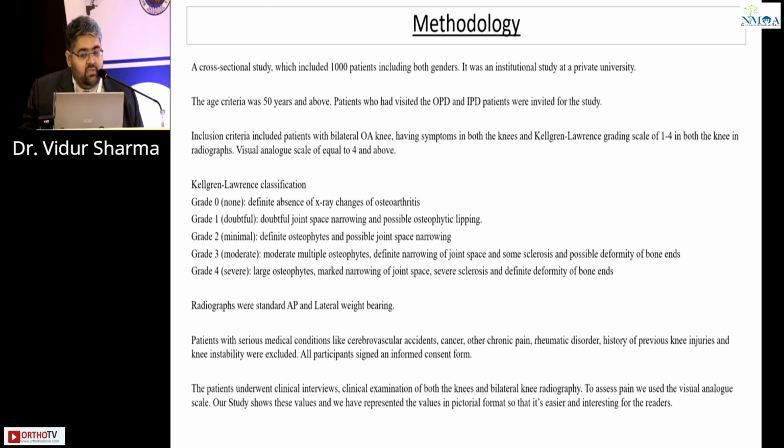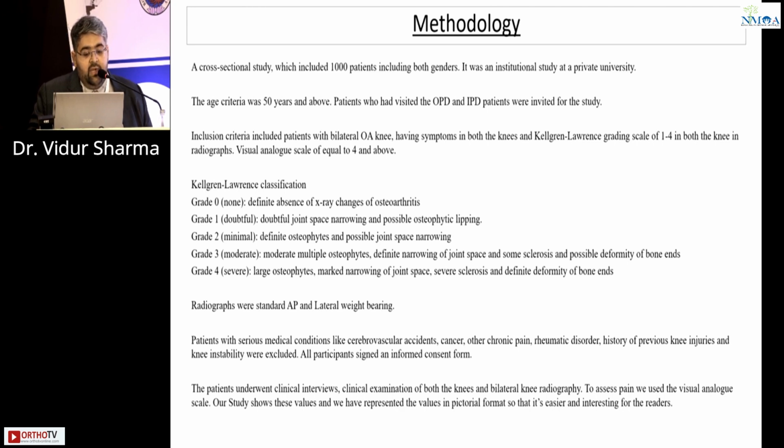Kellgren-Lawrence classification we all know: grade 0, definite absence of X-ray changes of osteoarthritis; grade 1, doubtful joint space narrowing and possible osteophytic lipping; grade 2, definite osteophyte and possible joint space narrowing; grade 3, moderate multiple osteophytes with definite narrowing of the joint space; and grade 4, large osteophytes with marked narrowing of the joint space. Radiographs were standard AP and lateral weight bearing.